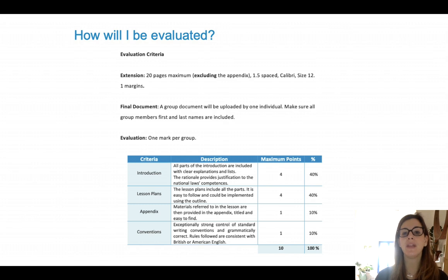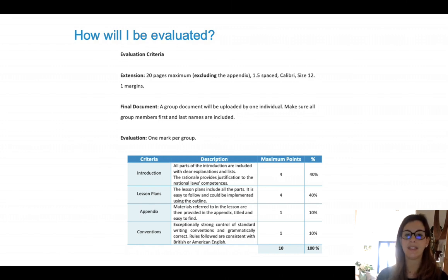It is really important that you make sure that every group member's name is included on the assignment, their first and last name. Only one document needs to be uploaded. You don't need to upload it each individually. And there'll be 1 mark per group, right? It shouldn't be any longer than 20 pages. This does not include the appendix. So if you wanted to include examples of the materials you would use in class, that would go in your appendix, all right?